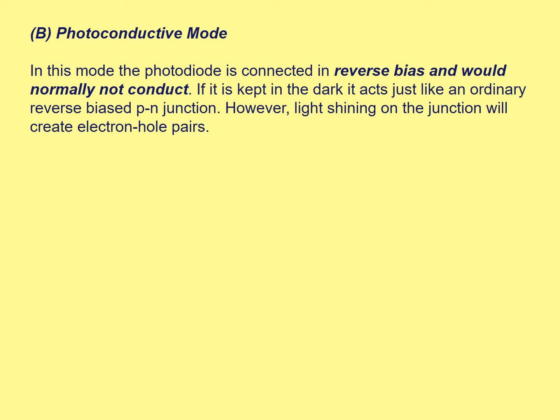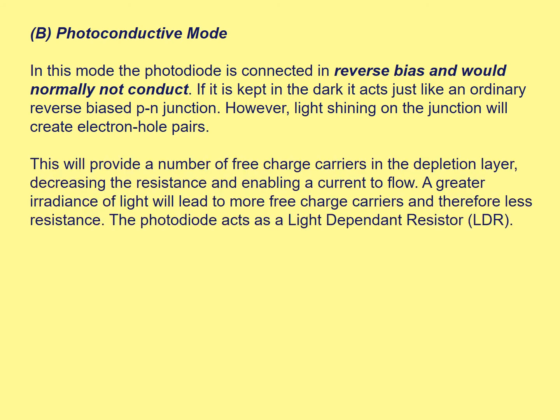Now, in photoconductive mode, we connect the photodiode in reverse bias. So it's connected to the supply, but it's reverse biased, so that means it wouldn't ordinarily conduct. If it's kept in the dark, it acts like an ordinary reverse bias PN junction, doesn't conduct, no current can get through. However, if a small amount of light is shining on the junction, it will generate electron-hole pairs.